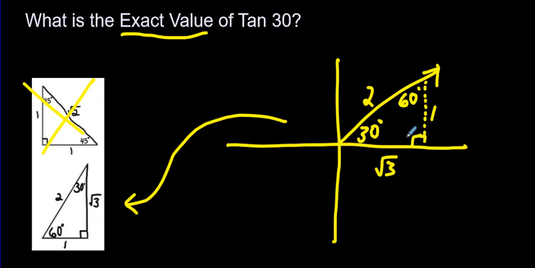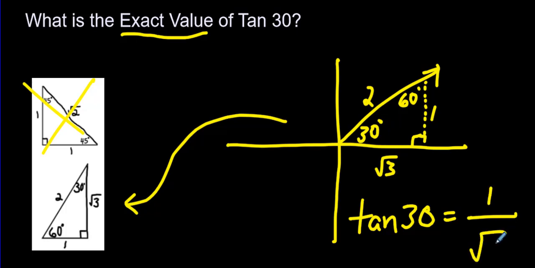You just place them on here, and then you say to yourself, what's the exact value of tan 30? Well, the exact value of tan 30 is, start here, opposite over adjacent, 1 over the square root of 3. Okay? The last thing you have to think about on a question like this is, is this answer going to be positive or negative?